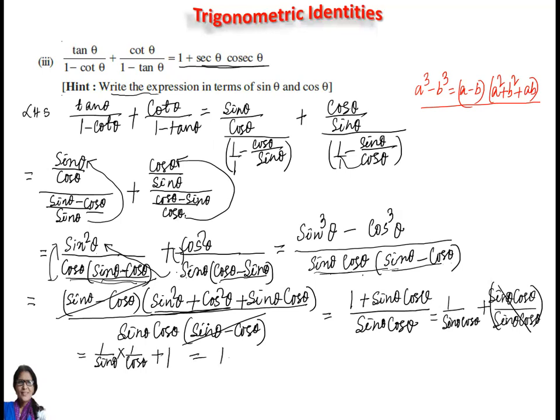So ये 1 plus, 1 by sin theta is cosec theta, 1 by cos theta is sec theta. If you can understand that it will be sec theta into cosec theta, no need of converting what I am writing. You can write directly 1 plus sec theta into cosec theta. So this is equal to RHS, hence proved.